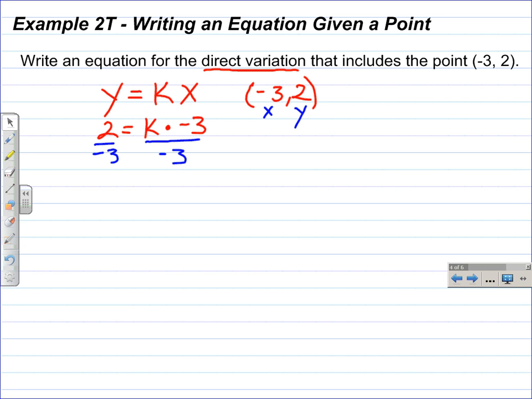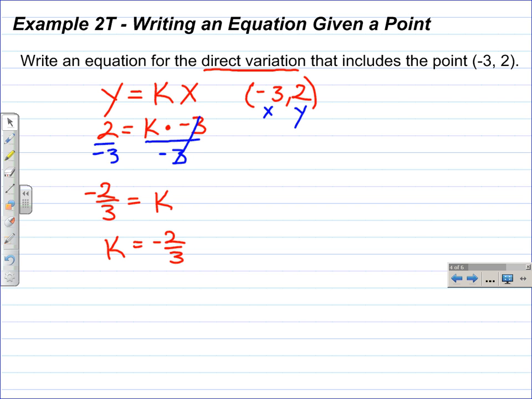On the right-hand side, the negative 3's cancel, and on the left-hand side, we have negative 2/3. Bring down the equal sign, bring down the k, and what I'll do is I'll turn this around. So we find that the constant of variation, k, is equal to negative 2/3.